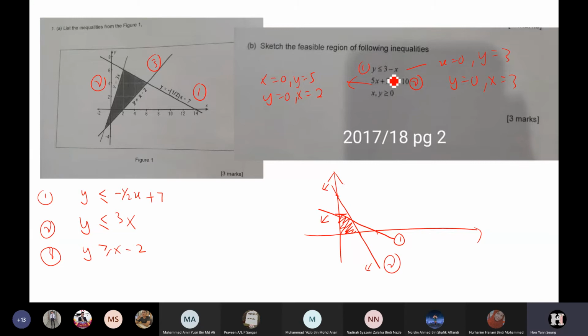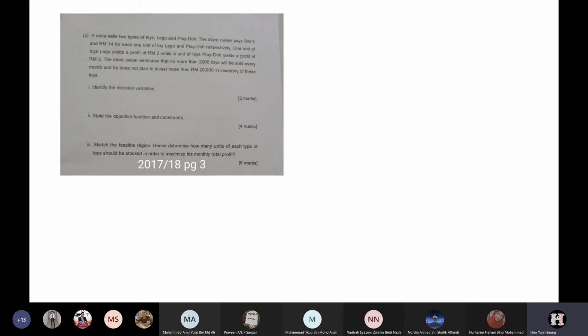Disebabkan markahnya memang 3 sahaja. If you already wrongly sketch one line, okay, if you correctly sketch, and because you didn't consider x greater than 0, maybe you drew until here or whatever, maybe you will get 2 marks. So now the marks is provided. Okay, done. Next, this one is the normal question. So you read and then identify decision variables and so on, until you can try by your own.